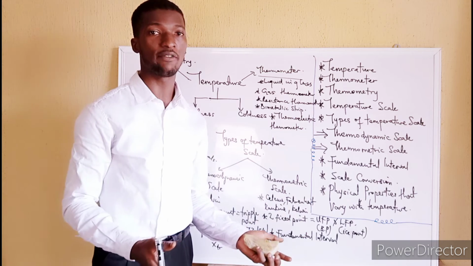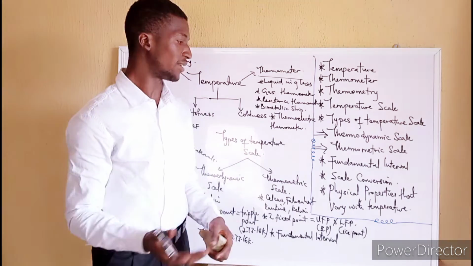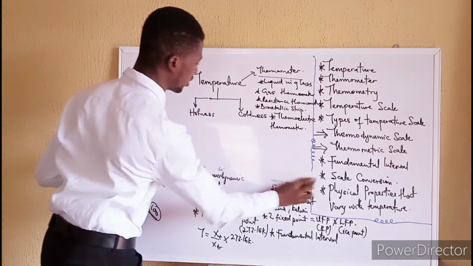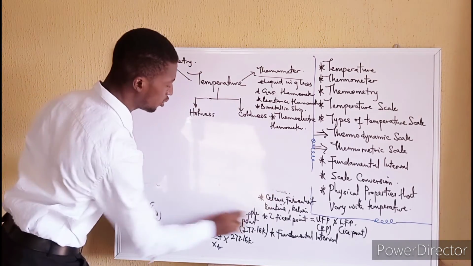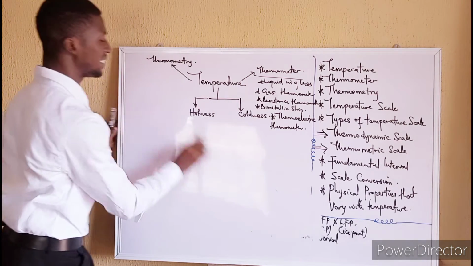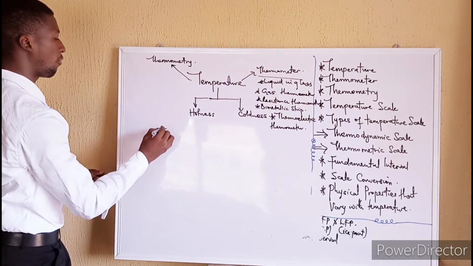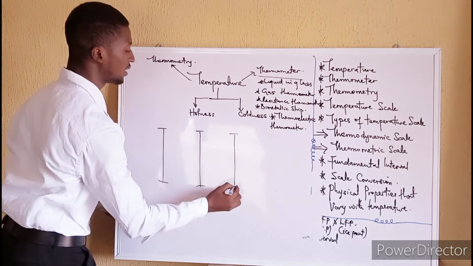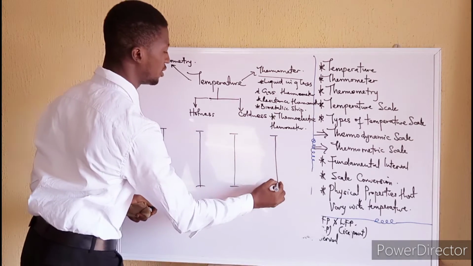We get to know how we convert from one temperature scale to another. Let's see how we convert from one temperature scale to another. The method I'm going to use is to consider the upper fixed point and the lower fixed point of each of the temperature scales that I'm using.